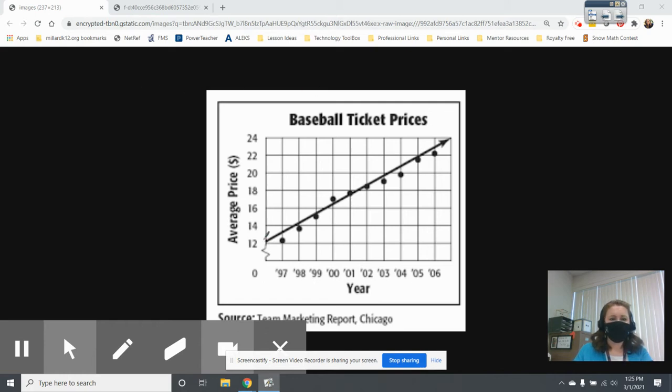So, what I have here is baseball ticket prices. And it shows here, it looks like they're starting barely above $12. And that was in 98 or 96. It goes up by 1 year each time.